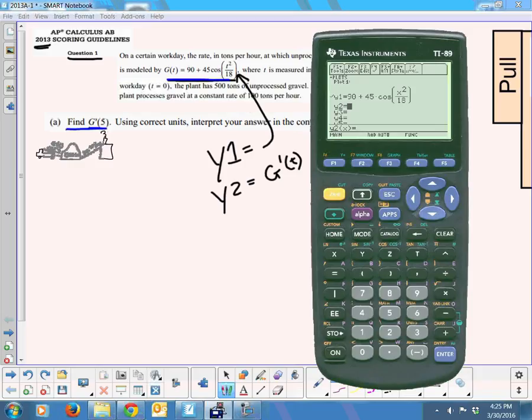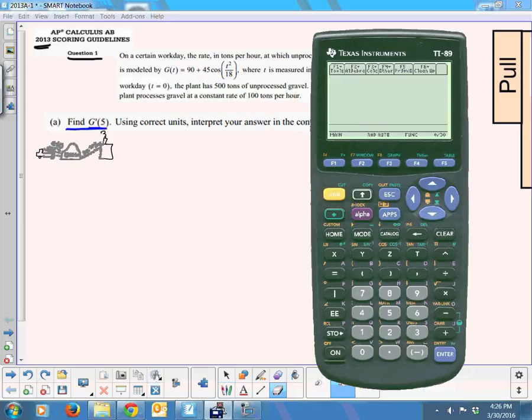To do that, I'm going to type in derivative, so the d is above the 8, second derivative. And then I have to type in y1 of x, comma x, and that's it. Enter. So y2 is the derivative of y1. I'm going to go to the home screen and clean that mess up, and say, what is y2 of 5? And it tells me it is negative 24.587.